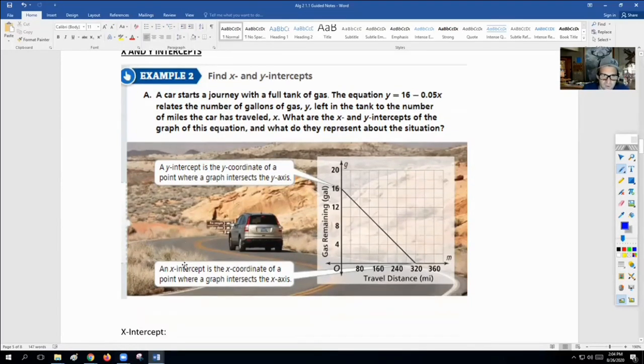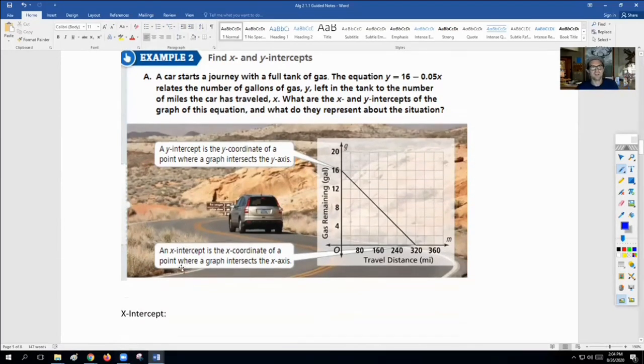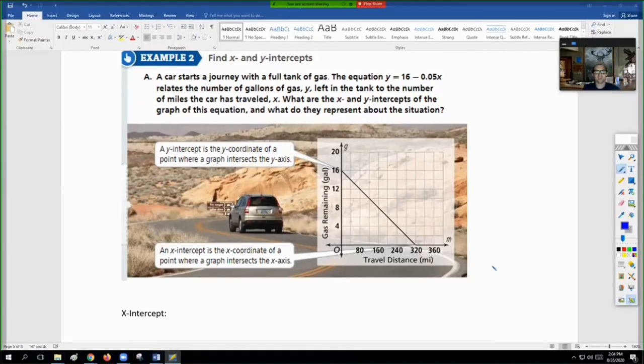So we got another warm-up activity here. A car starts on a journey with a full tank of gas. The equation y equals 16 minus 0.05x relates the number of gallons of gas, y, left in the tank to the number of miles traveled, x. What are the x and y intercepts of the graph and what do they represent?